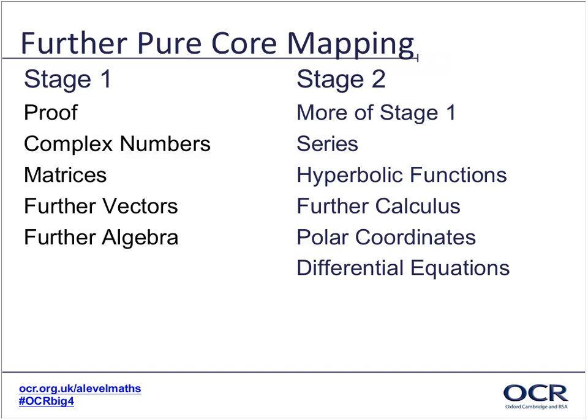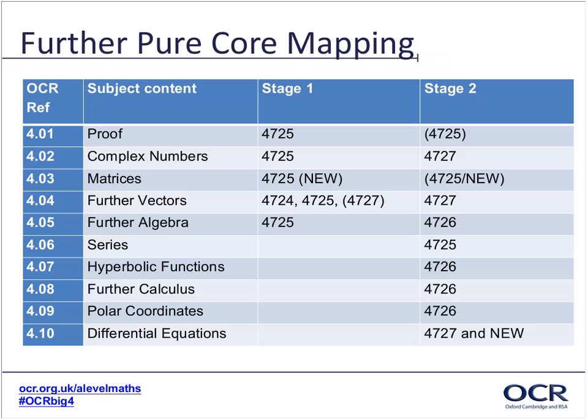Now, if you're wondering where all this stuff comes from and how it relates, here is a mapping guide. There's the full details of this in the scheme of work, which is in preparation. But this is roughly speaking where they come from. Those of you not familiar with the unit numbers, 4725 is FP1, 4726 is FP2, and then there's a little bit of 4727 with the differential equations and complex numbers. And 4724 is core 4, so there's a little bit that's just dragged up there from further vectors. And the new stuff is this new content on differential equations.